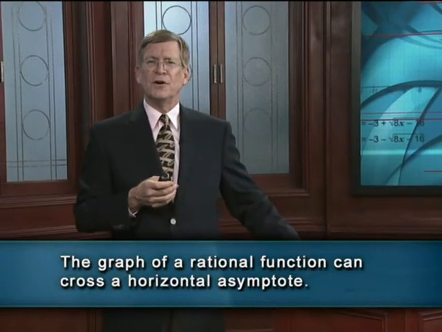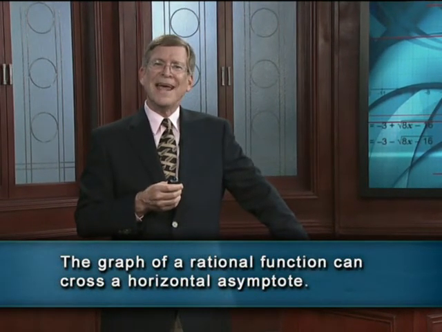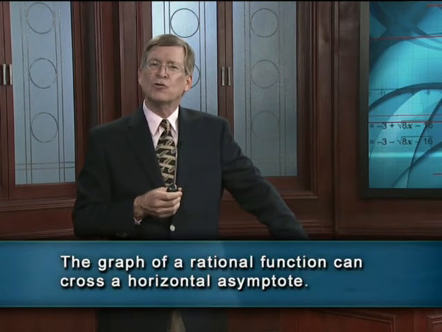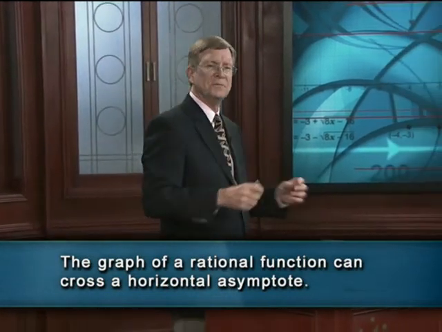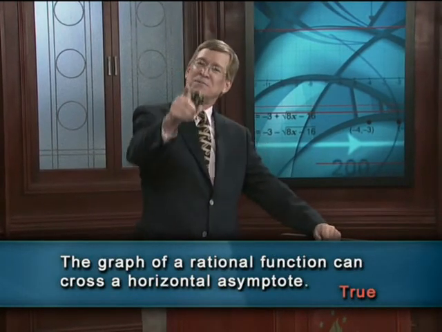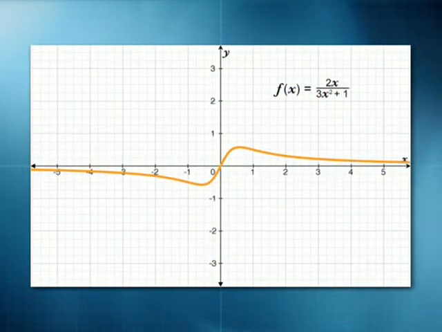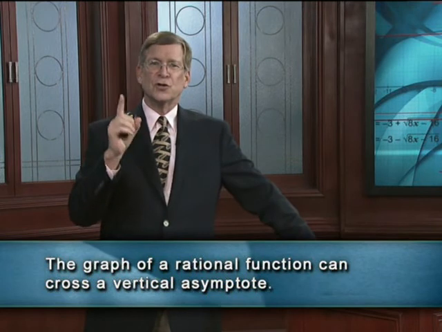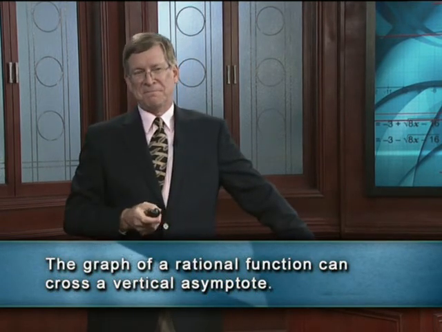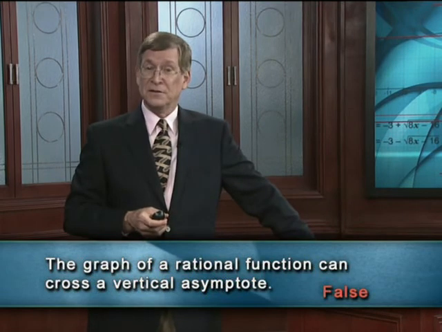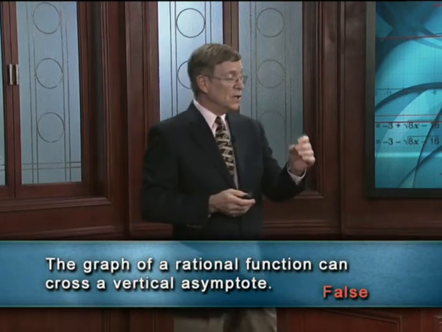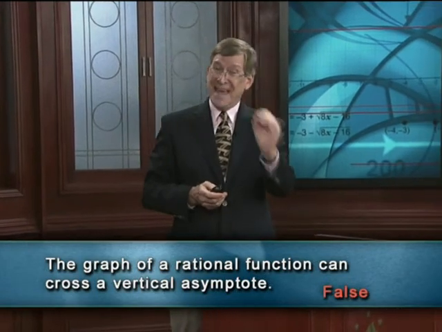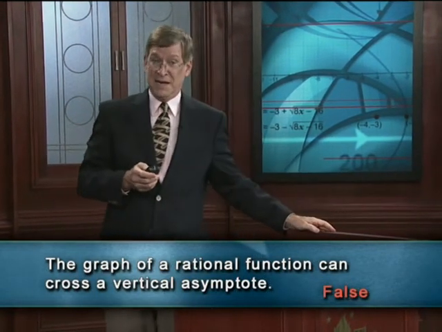A third question. The graph of a rational function can cross a horizontal asymptote. Can you cross your horizontal asymptote? And the answer is true. In fact, if you look at that previous example, 2x over 3x squared plus 1, you'll see that it crosses the horizontal asymptote at the origin. Another question. Can the graph of a rational function cross a vertical asymptote? And the answer here is false. It cannot, because the vertical asymptotes come about where the denominator vanishes, and those points are not in the domain of the function.